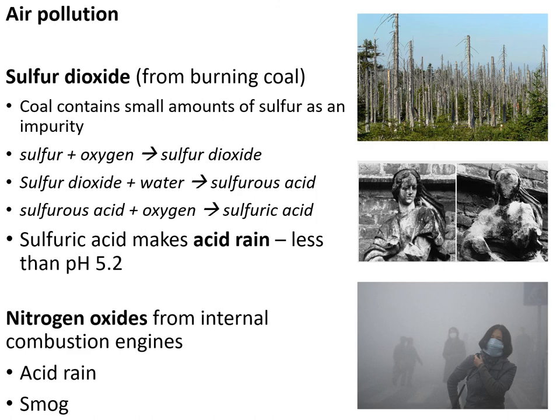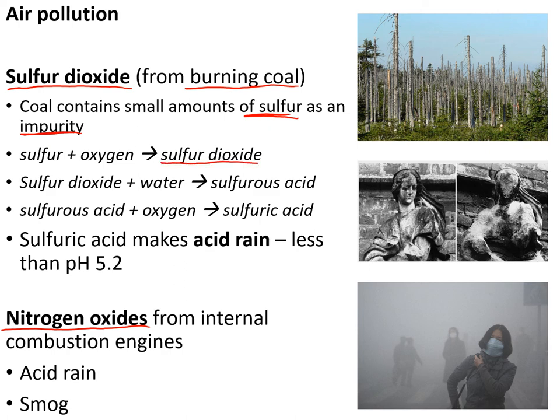Air pollution. We'll be looking at two different types of air pollution. So air pollution caused by sulfur dioxide, air pollution caused by nitrogen oxides. Okay. Now, sulfur dioxide comes from burning coal. And the reason why is because coal contains small amounts of sulfur as an impurity. So when you burn the coal, you also burn the sulfur. So the sulfur reacts with oxygen to make a gas called sulfur dioxide.